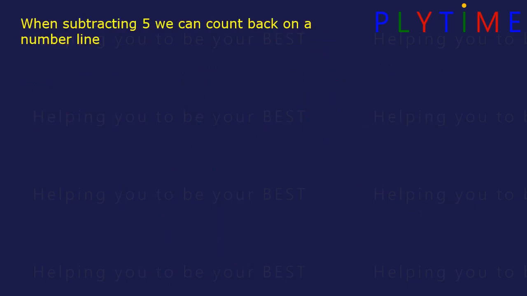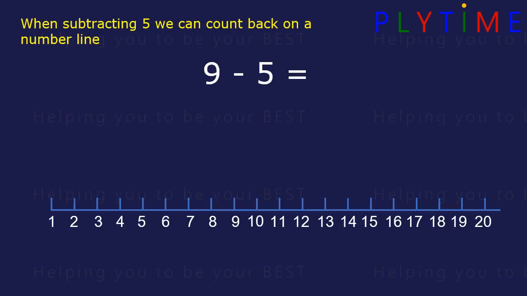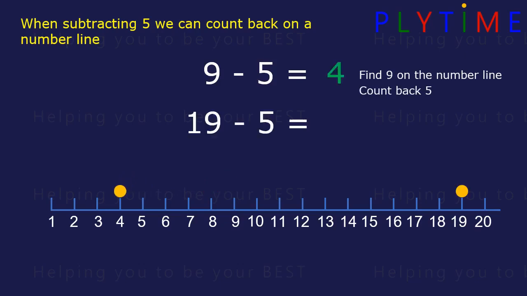When subtracting 5, we can count back on a number line. 9 minus 5. Find 9 on the number line and count back. 1, 2, 3, 4, 5. It equals 4. 9 minus 5 equals 4. What about 19 minus 5? We find 19 on the number line and count back 5. 1, 2, 3, 4, 5. We land on 14.